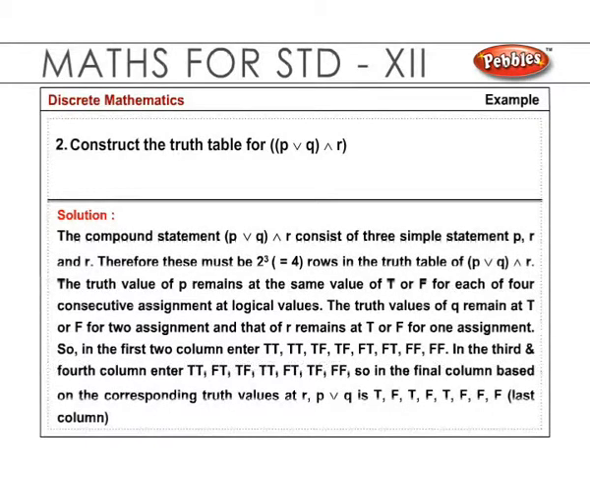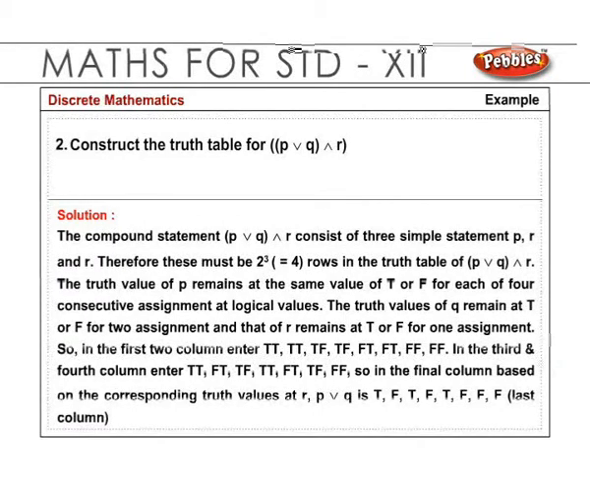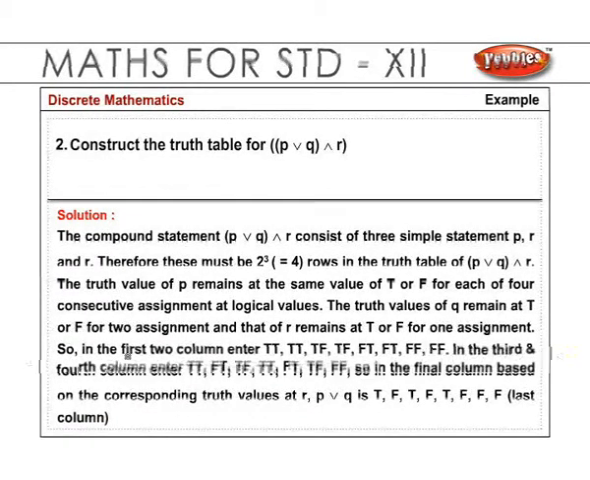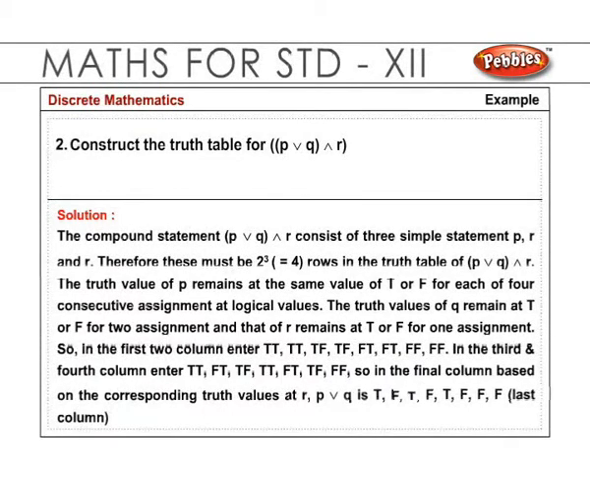So, in the first 2 columns, enter T, T, T, T, F, F, F, F and T, T, F, F, T, T, F, F. In the third column, enter T, F, T, F, T, F, T, F. So, in the final column, based on the corresponding truth values of R, P or Q is T, F, T, F, T, F, F, F.